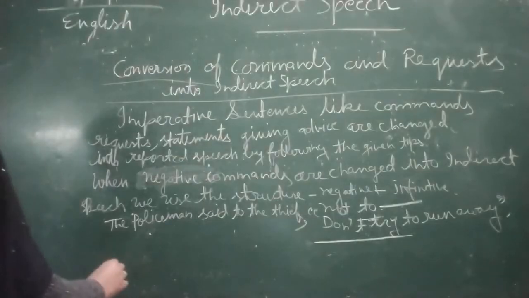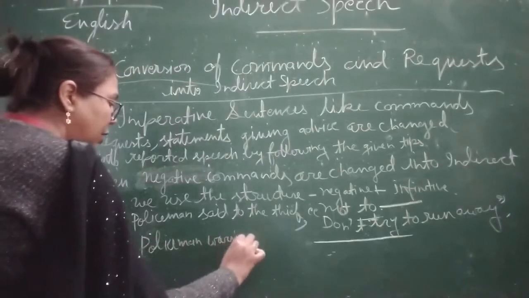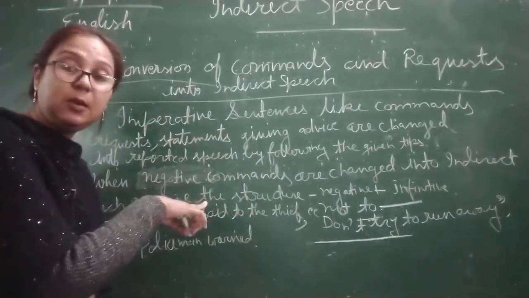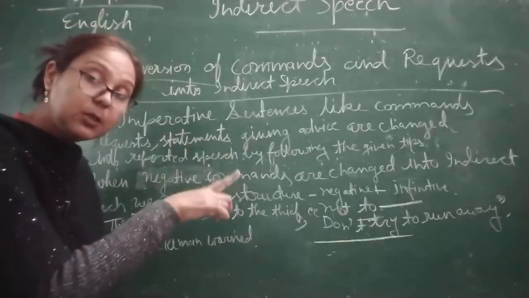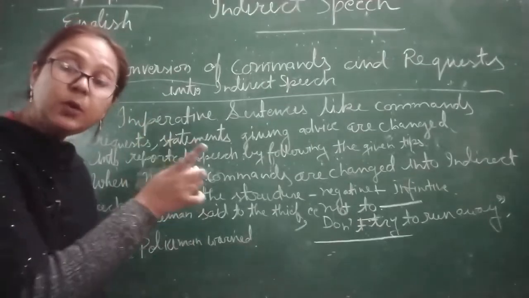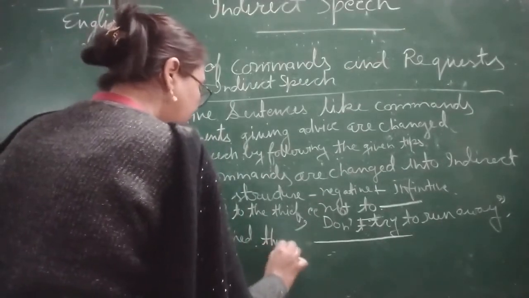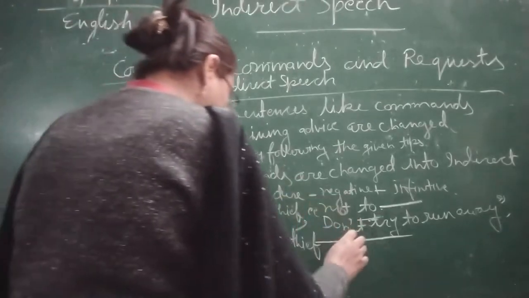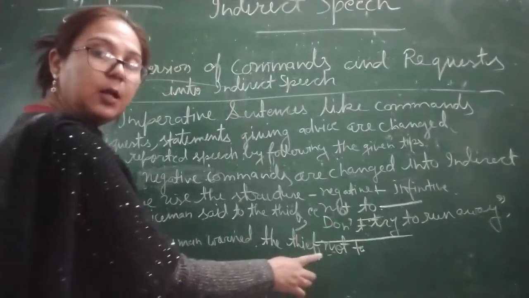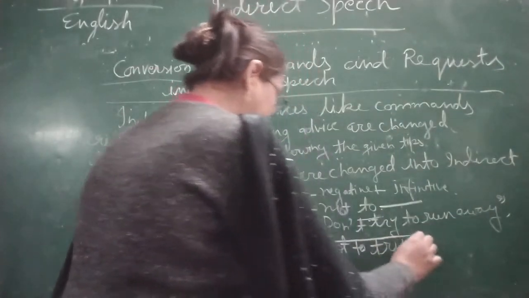Now here, how will we write? The policeman warned. Because this is giving a negative sound, don't. That is why in the previous statement we wrote advised, because that was not in negative form. Be careful. So here we will use don't. Don't is a negative command. So here, the policeman warned the thief not to try to run away. Here you can see not to, the formula we are using over here.